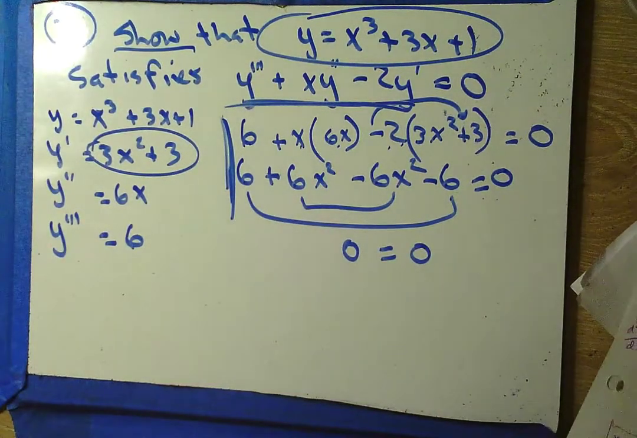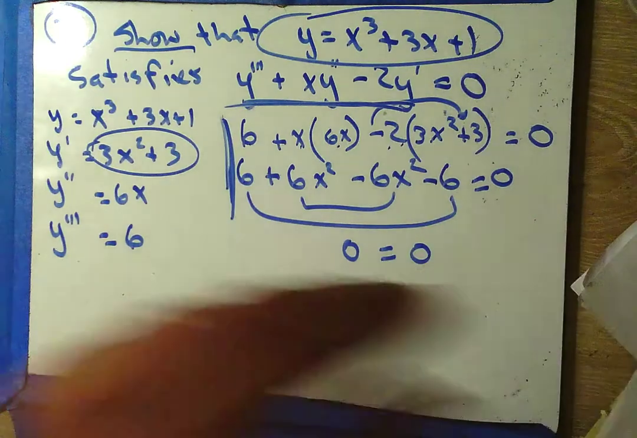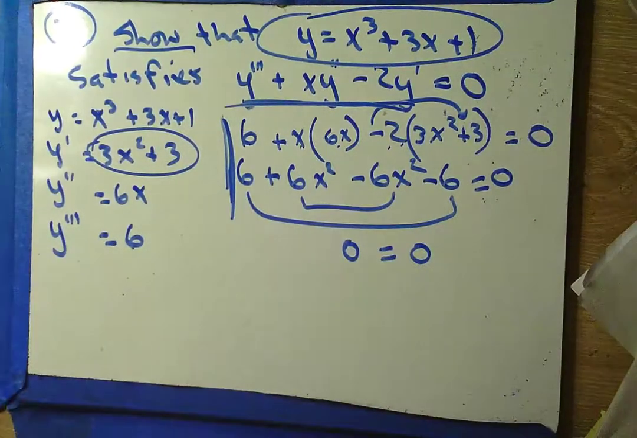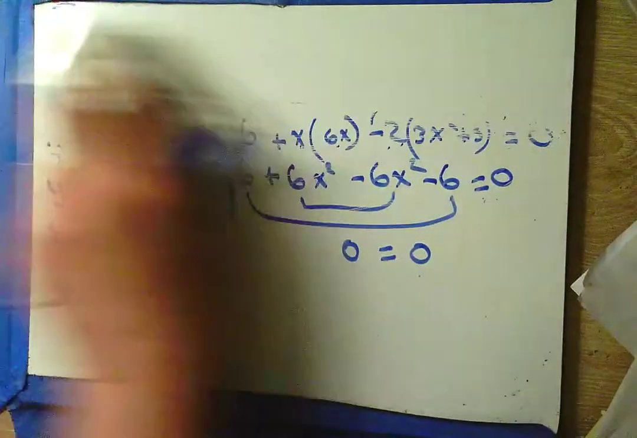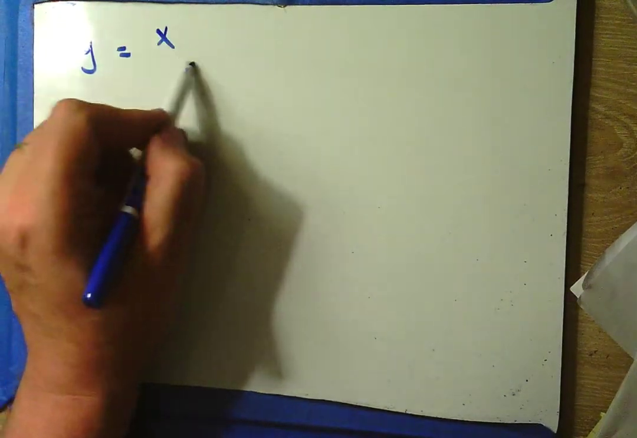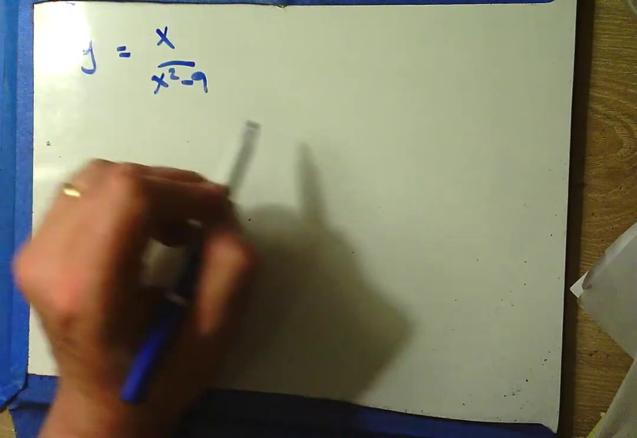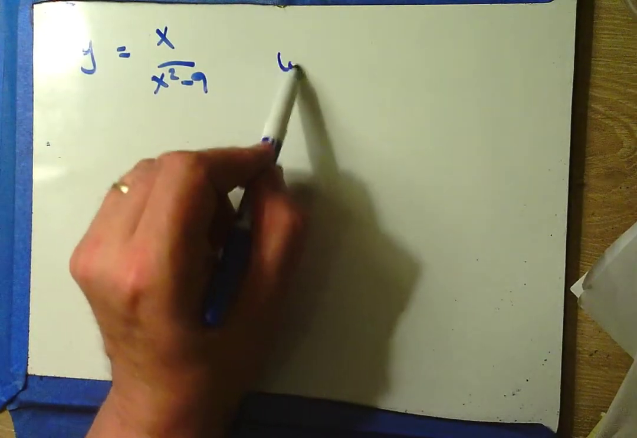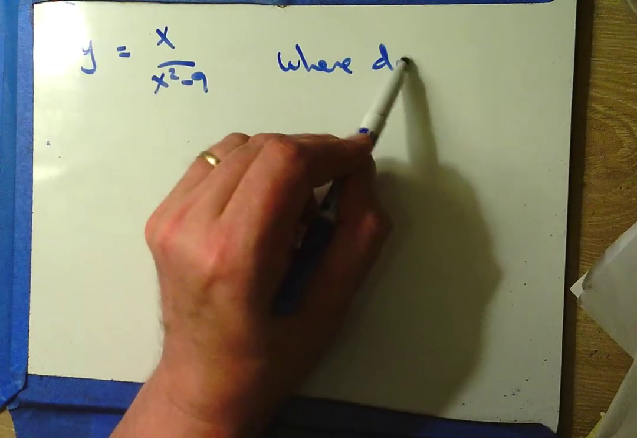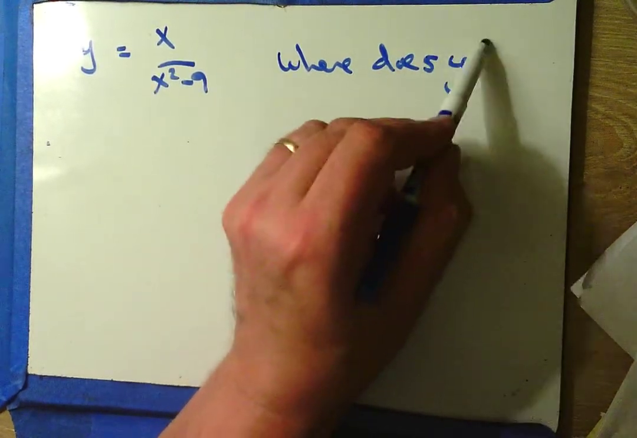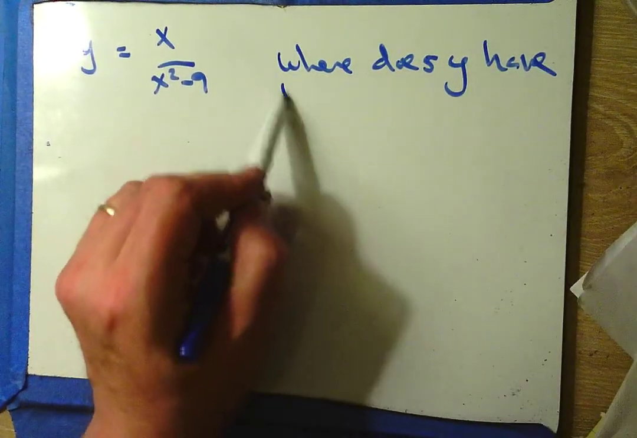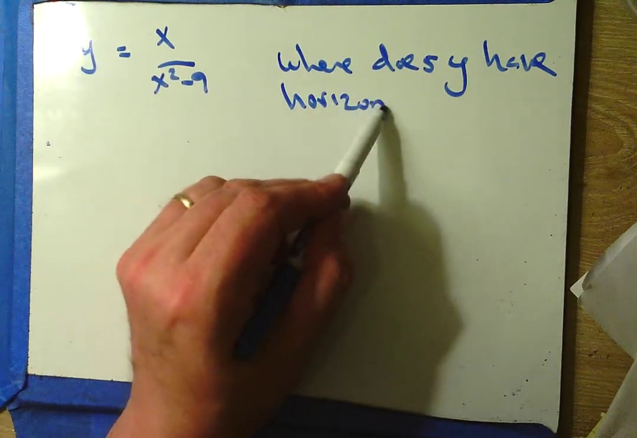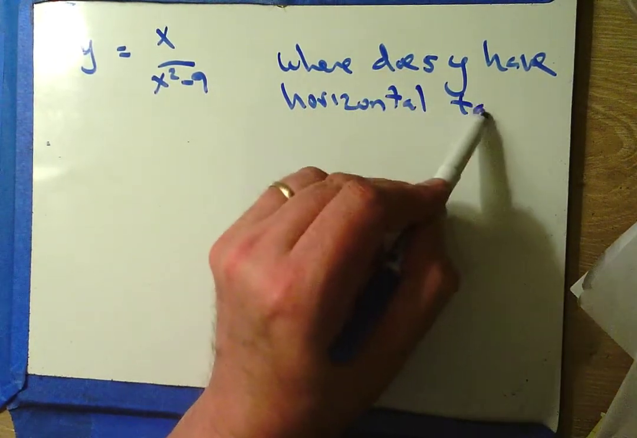Just a few more problems to look at with you today. Next, we see a typical AP question. Y equals x over x squared minus 9. And they ask us, where does y have horizontal tangents?